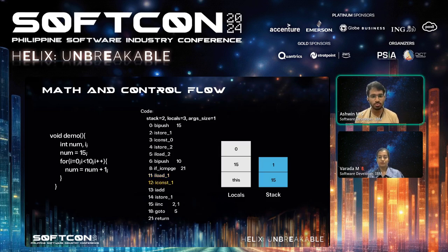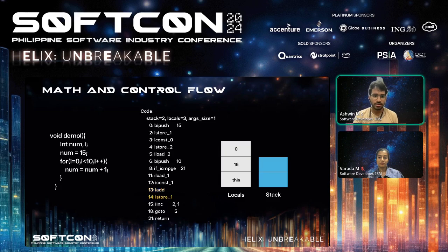And iconst_1 pushes 1 onto the stack, and this is similar to the iconst_0 operation. The next instruction, iadd, takes the top two operands, adds them together, and then pushes that value onto the stack. So 15 plus 1 equals 16. And this is the part where the num equals num plus 1 instruction actually took place. So you can see how the value of num was incremented over here.